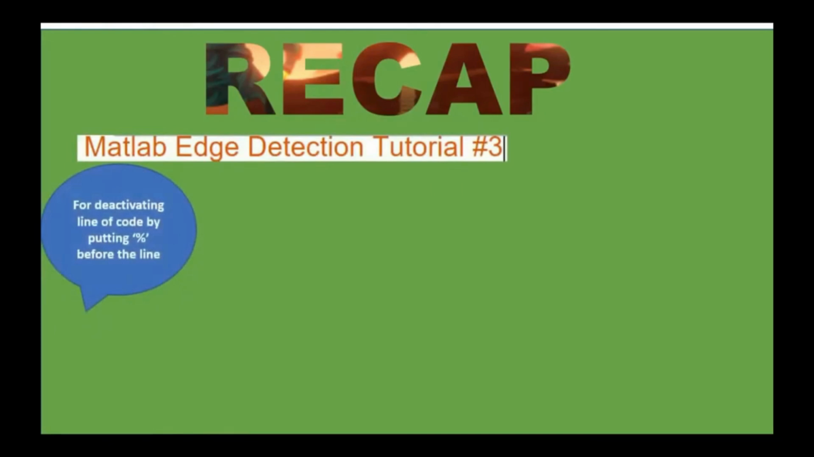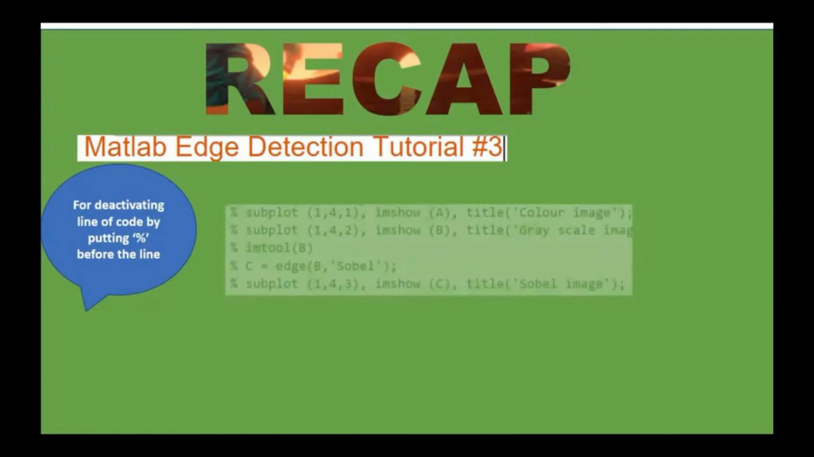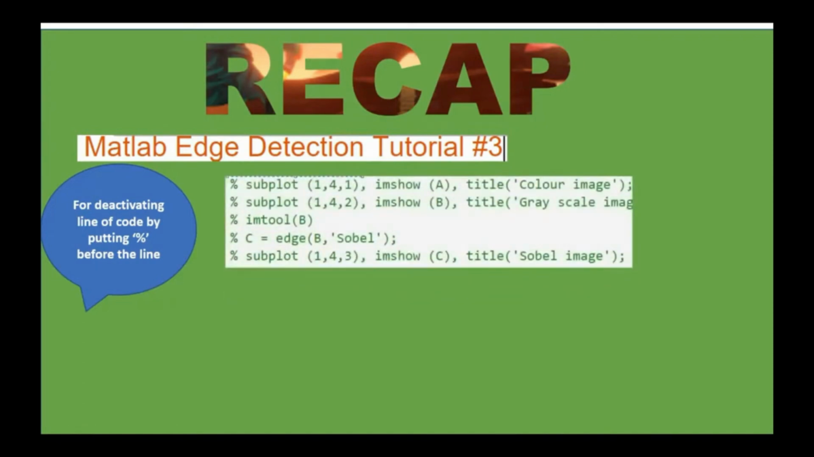Now the next part we did was also for deactivating a line of code by putting a percentage sign before the line. Basically, if you put a percentage before the line, the code gets deactivated and you see the color also change. And if you just delete the percent sign, that makes the code active again.